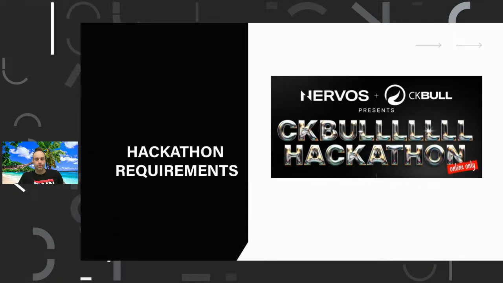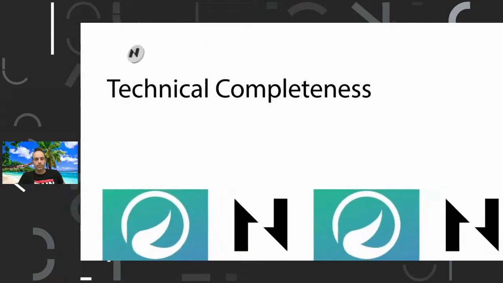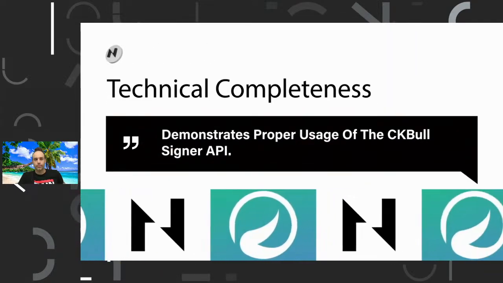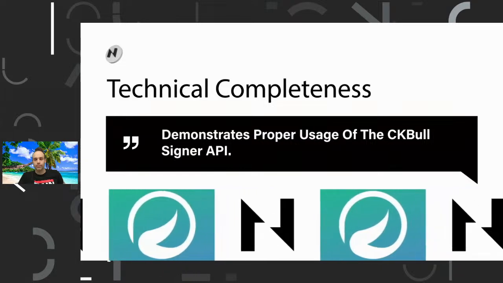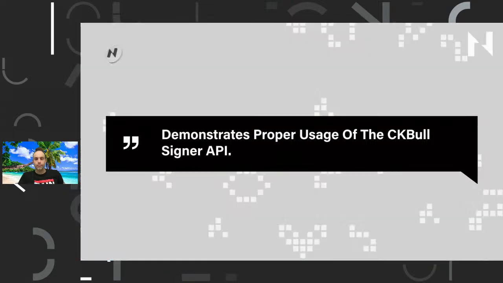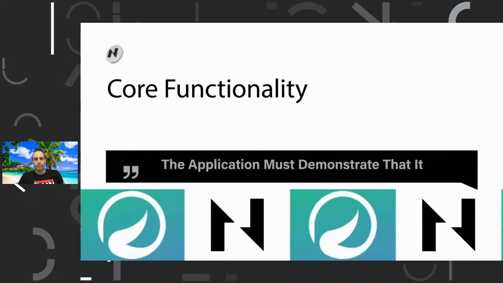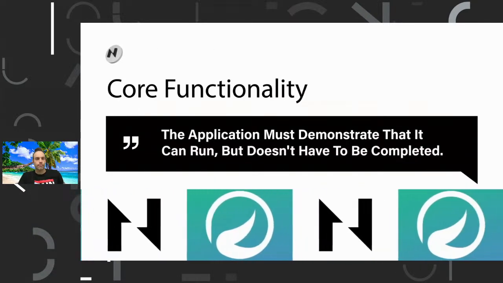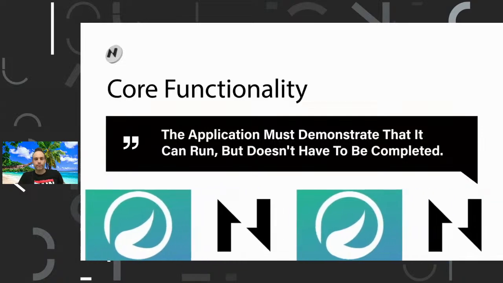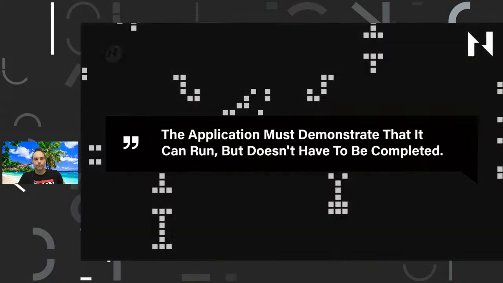Next, let's talk about the judging criteria. The first is technical completeness. Judges are looking to see that your project demonstrates proper usage of the CKBull Signer API and that it's been incorporated in a meaningful and fitting way. They will also be looking at how much of the core functionality of your dApp is up and running. Not everything is expected to be completed, but of course, the more the better.